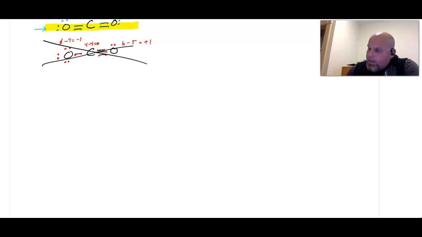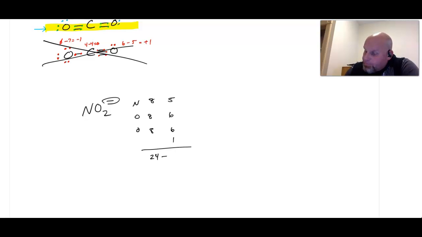Let me do another one, and this time I'll pick a polyatomic ion. I'll do NO2 minus. Okay, so again, I'm going to do the need minus have, and start here, where each atom needs 8. Based on their location on the periodic table, that's how many each atom has. And then I cannot forget the charge here, so I get 1 additional electron. So 24, 18, this tells me I have 3 bonds.